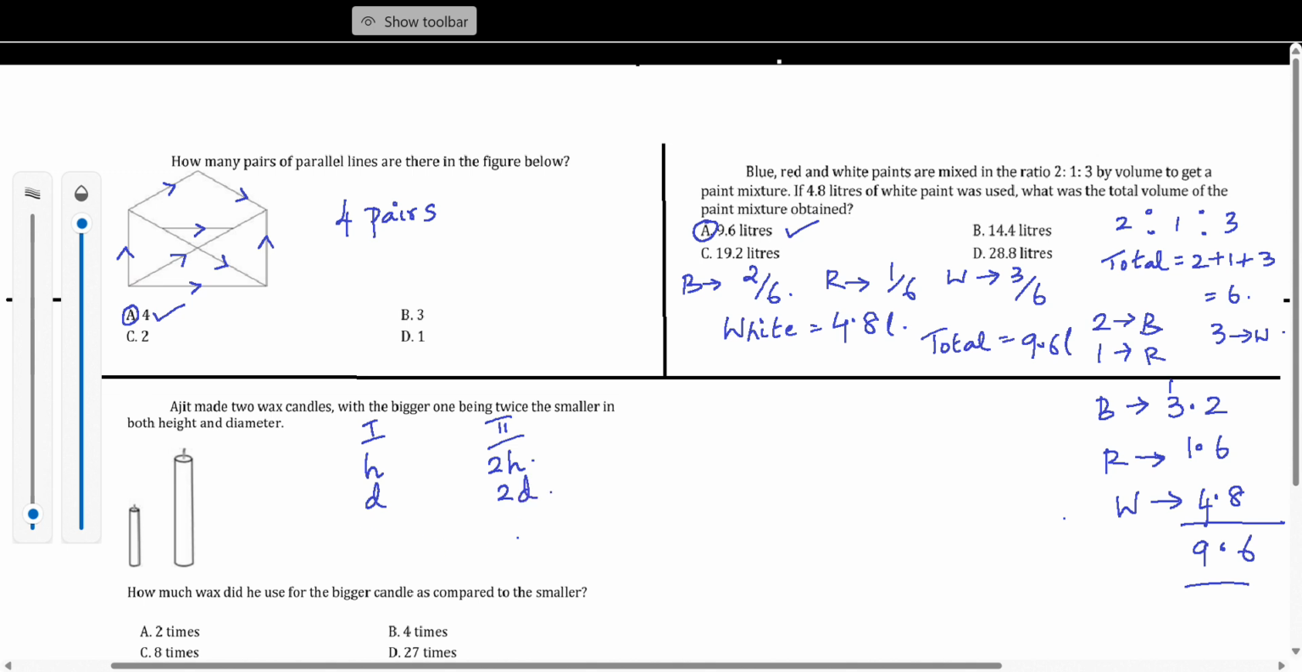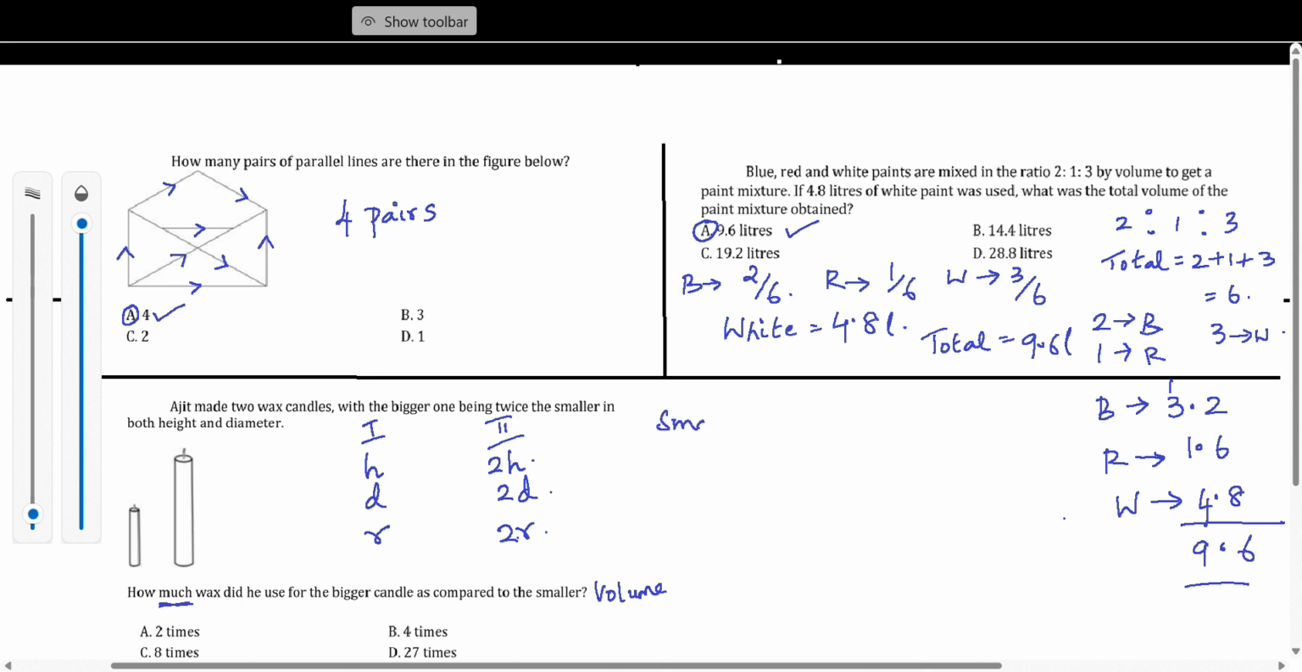So obviously for a cylinder, candle is cylindrical in shape and we can see it from the figure. They are asking about how much wax did he use. Wax means the quantity or the volume in the picture. Volume of a cylinder we all know is pi r squared h. So we need the radius. Since diameter is twice, it obviously implies radius is also twice.